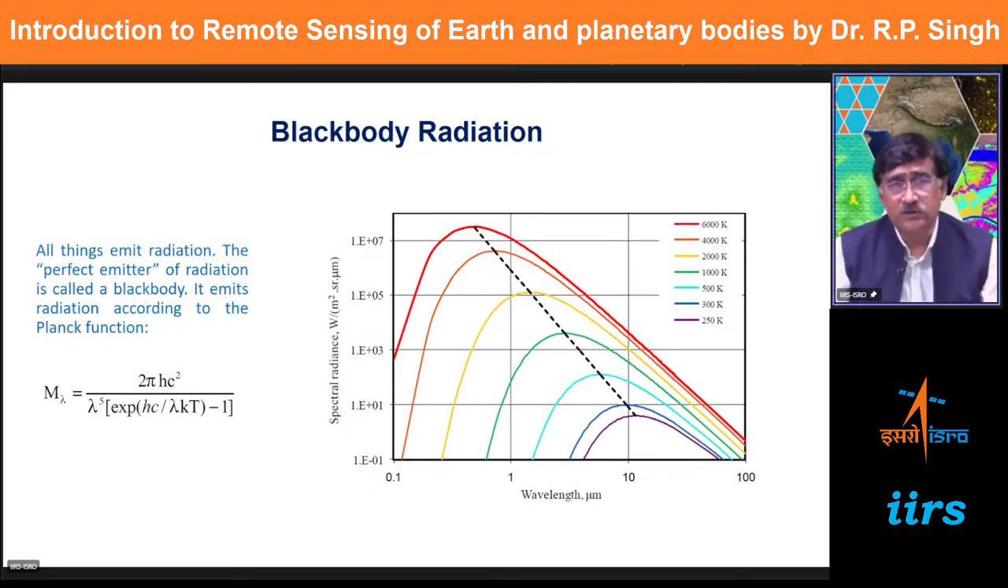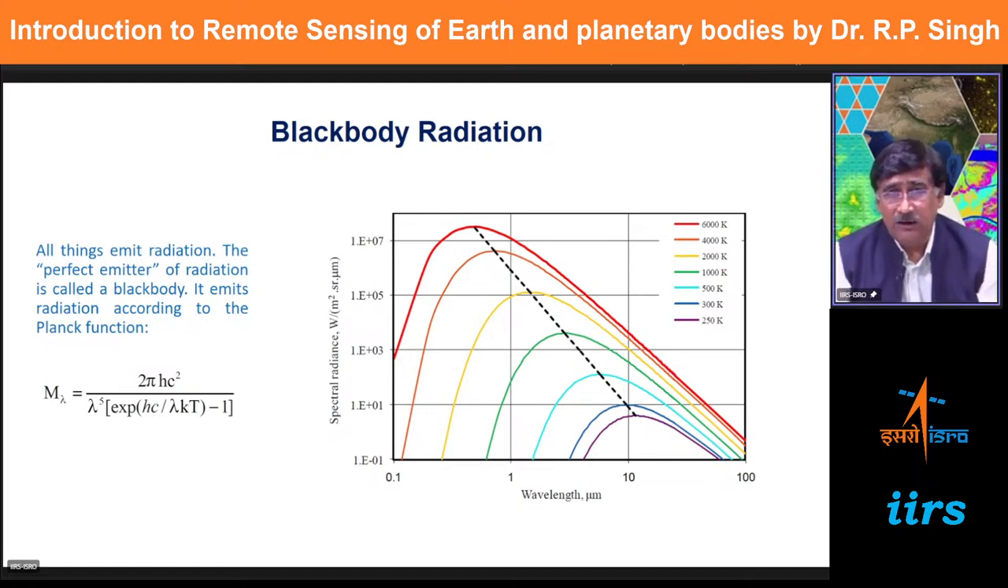The basic premise, the fundamental principle by which we are able to know the property, is called Planck's law. In fact, all things emit radiation when they are at a certain temperature. The perfect emitter of radiation is called a black body. It emits radiation according to the Planck function, in which if you know the wavelength lambda and you know the temperature, you can know the spectral radiance coming out of the particular body. When a sensor configured in a particular wavelength region observes the spectral radiance in that region, one can invert this law to know the physical temperature of the body.